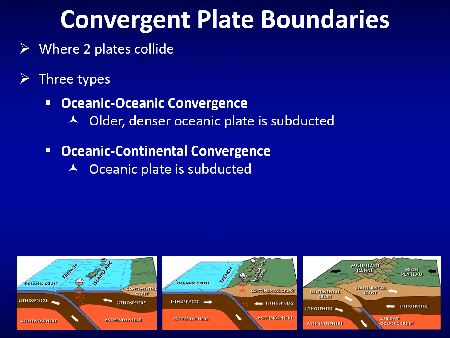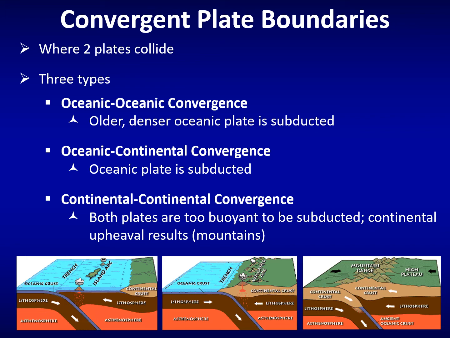Oceanic-continental convergence is where the ocean plate meets a continental plate. The ocean plate always subducts under the continental plate because the continental crust is made of very low density, very buoyant rock, and so the ocean crust, being more dense and waterlogged, always subducts underneath. Pictured in the center there.